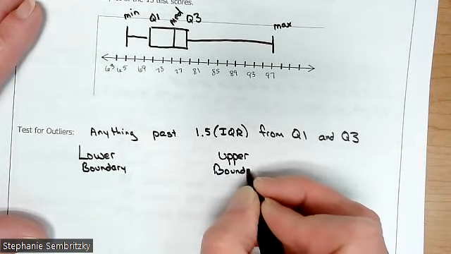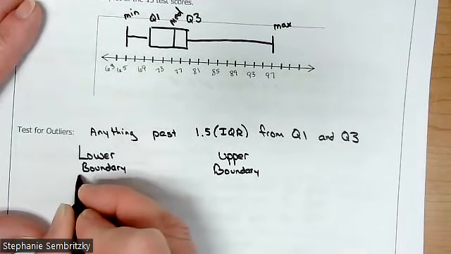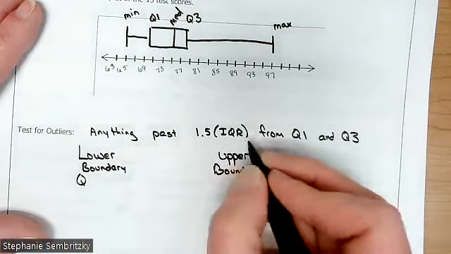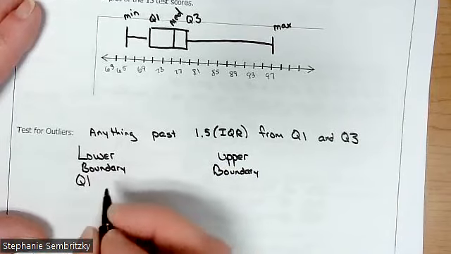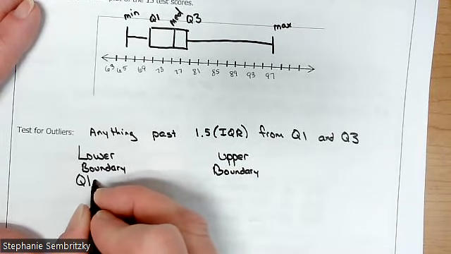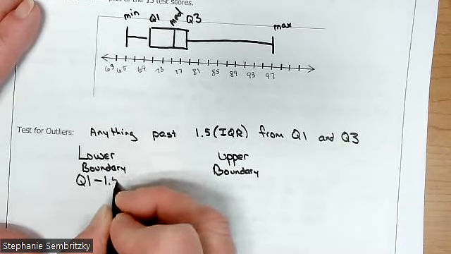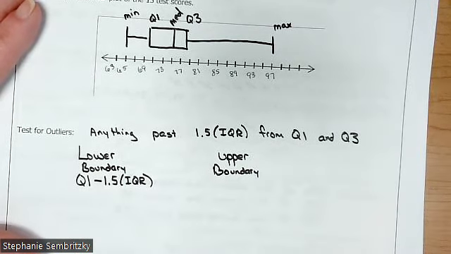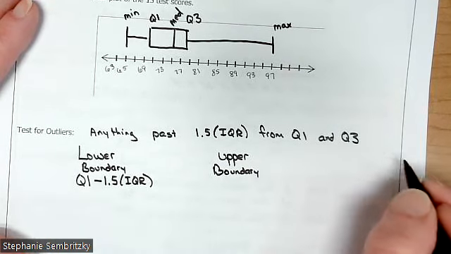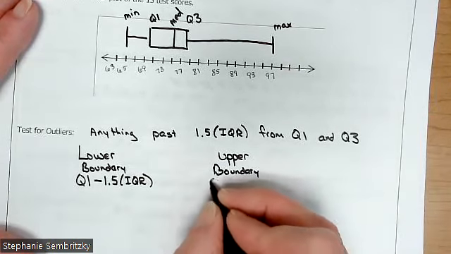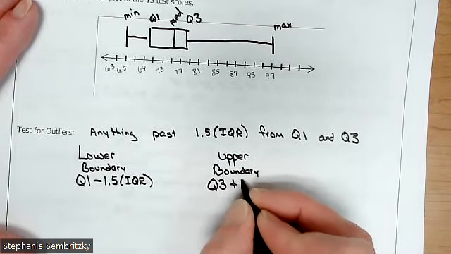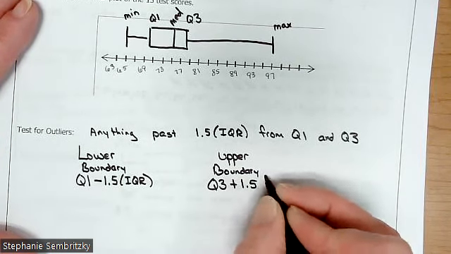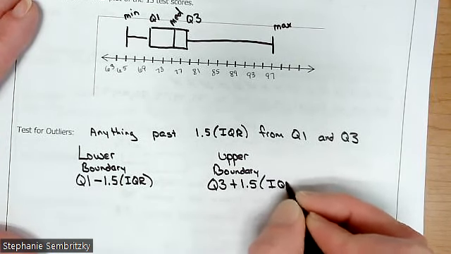The lower boundary is 1.5 times the IQR below Q1. So that'd be Q1 minus 1.5 times the IQR. The upper boundary would be above Q3. So it's Q3 plus 1.5 times the IQR.